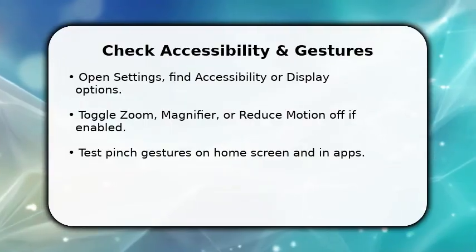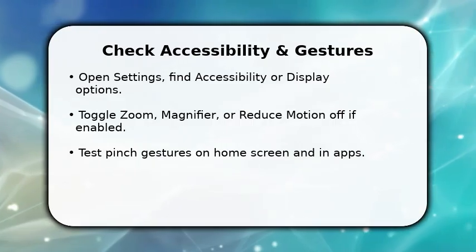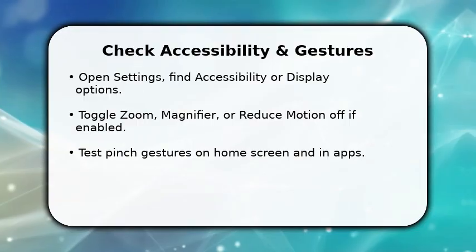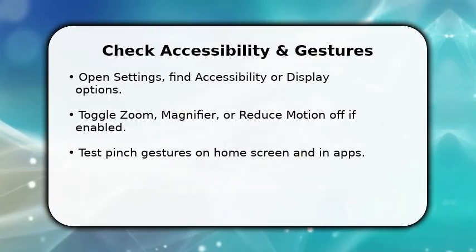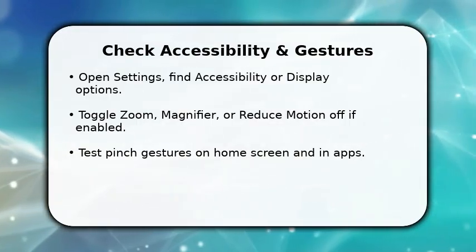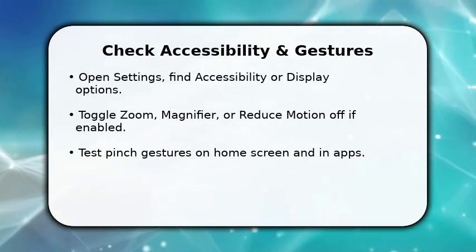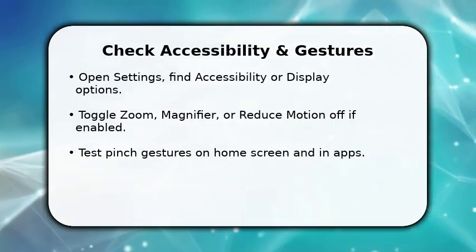You start by confirming prerequisites. Your phone is unlocked, charged, and you know where Settings is. Open Settings and go directly to Accessibility or Display. This is where Zoom and Magnifier live. Once there, toggle off Zoom or Magnifier. On some phones, this is labeled Screen Zoom or Smart View.